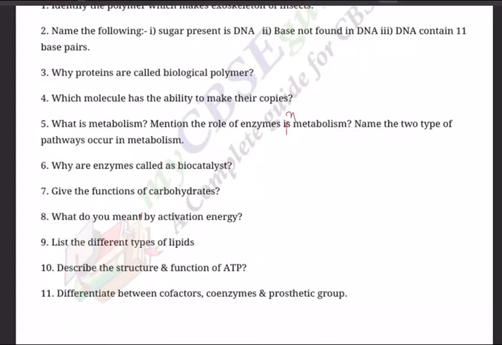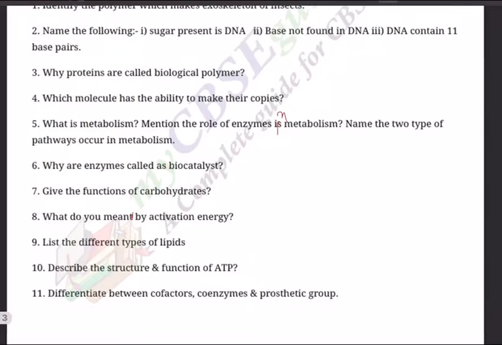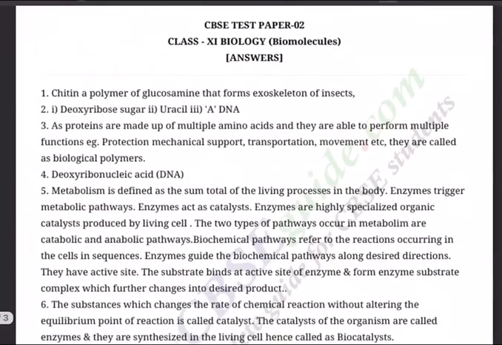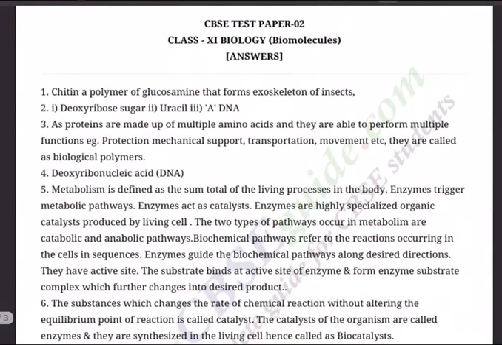What is meant by it? List the different types of lipids. Question 10, describe the structure and function of ATP. And then the most important one, differentiate between cofactor, coenzyme and prosthetic group. So take a paper, start writing the answers. You may take around 30 to 40 minutes, and after that, come back to this session. Keep your answers with you and compare them with the answers that I am giving here.